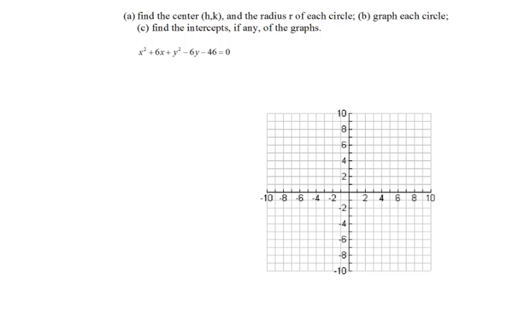Alright, here we have another one that says find the center (h, k) and the radius r of each circle. Graph the circle and then find the intercepts, if there are any, of the graph. Okay, so looking at our problem here, this really doesn't look like anything that we've done before.